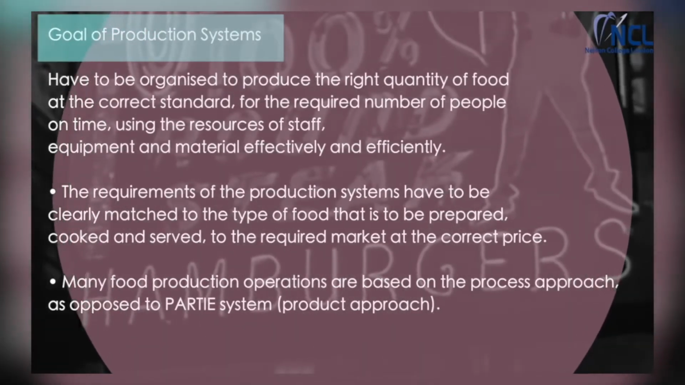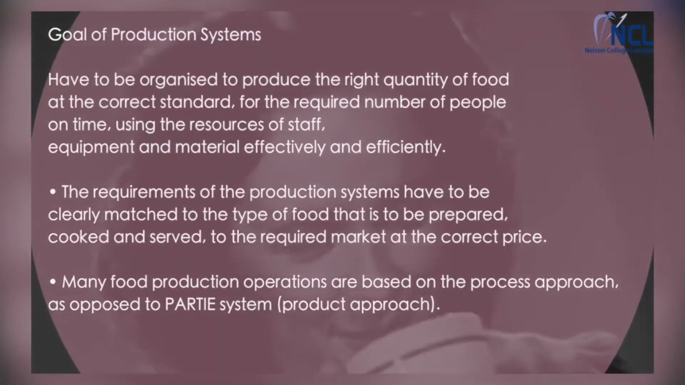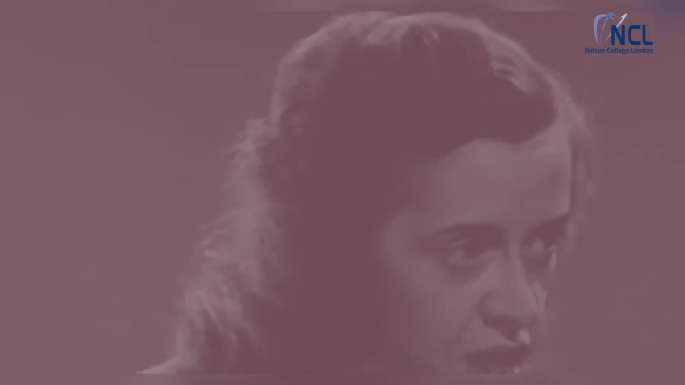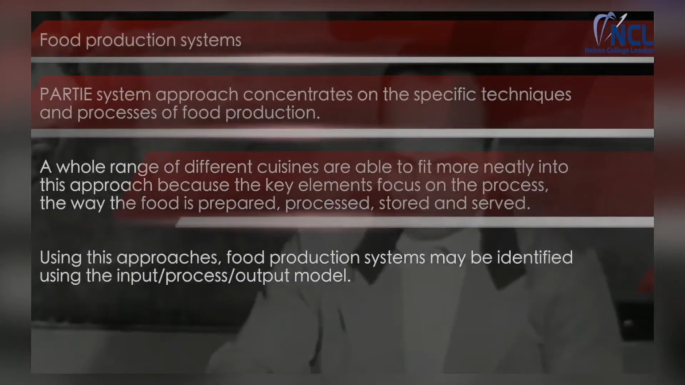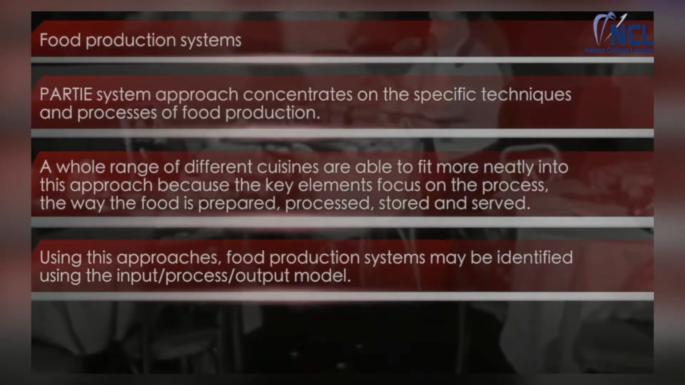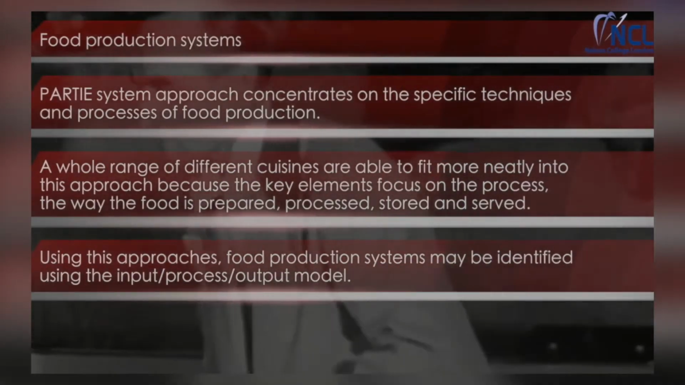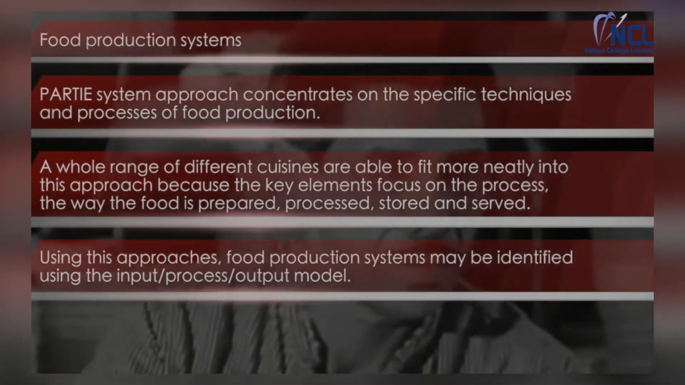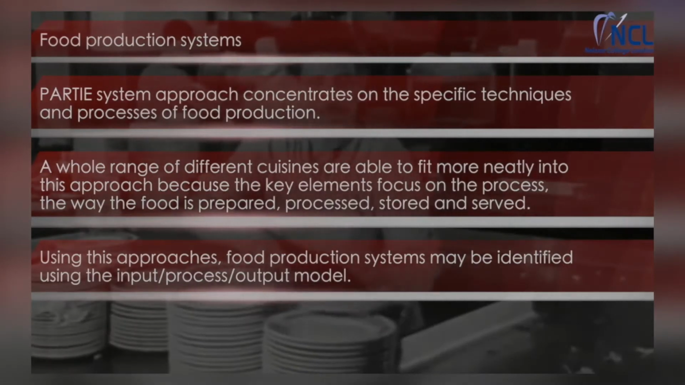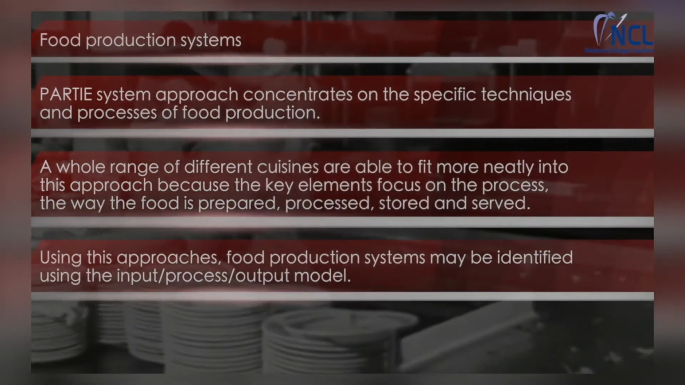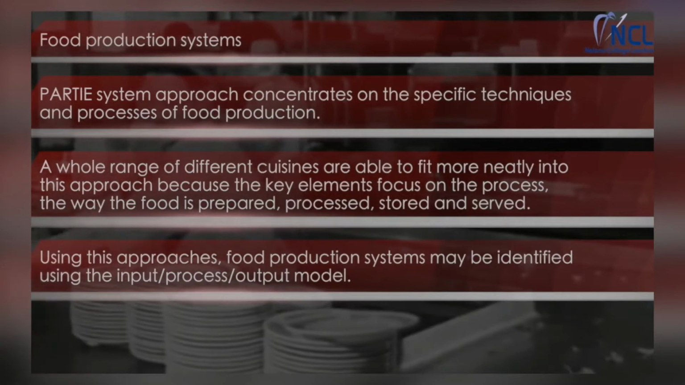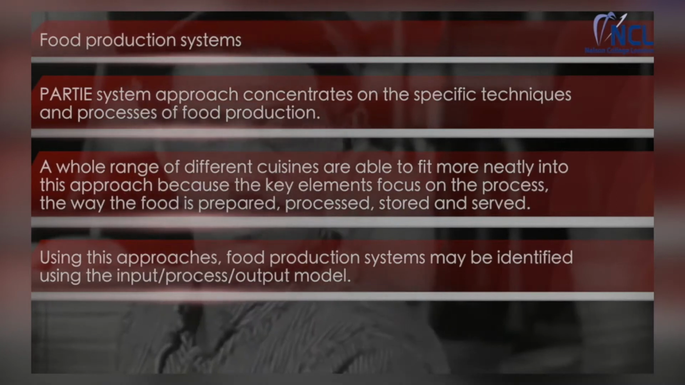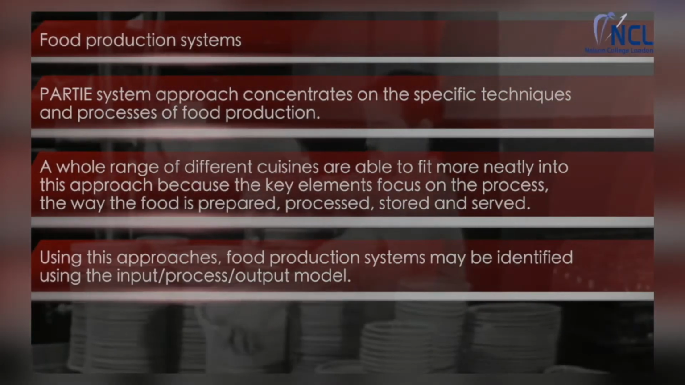Many food production operations are based on the process approach as opposed to the partie system. The partie system approach concentrates on the specific techniques and processes of food production. A whole range of different cuisines are able to fit more neatly into this approach because the key elements focus on the process, the way the food is prepared, processed, stored and served. Using these approaches, food production systems may be identified using the input, process or output model.